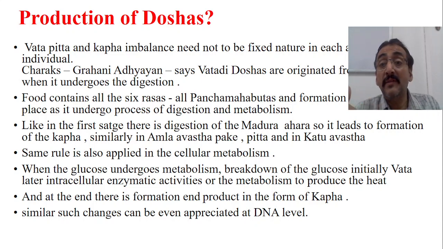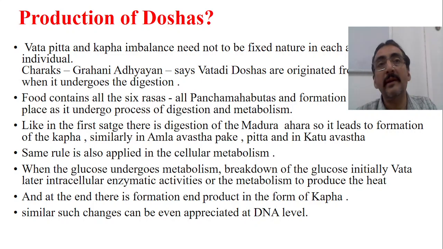Now, the formation of the doshas takes place as the Panchamahabhuta food undergoes the process of digestion and metabolism. They are not independent. Like in the first stage, there is digestion of the Madhura ahara, so it leads to the formation of kapha, avasthapaka. I think you know that. Similarly, in the Amla avasthapaka, there is production of pitta. Similarly, in the Katu avasthapaka, there is production of vata. This is one phase of production of the doshas inside the body from the ahara.